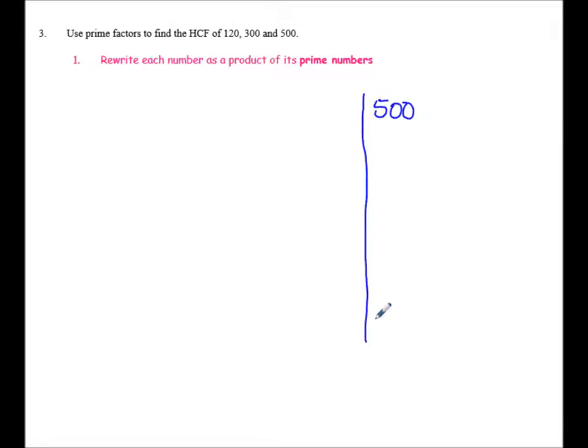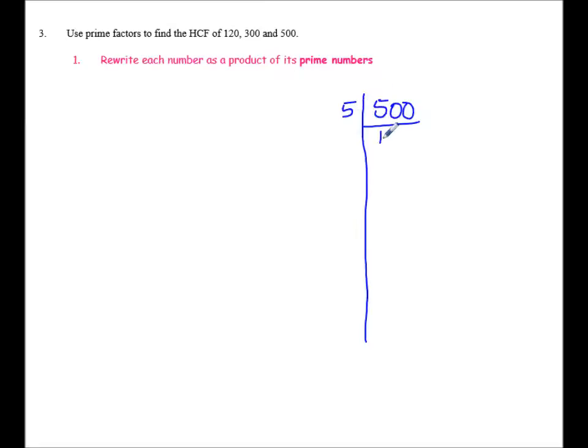Let's find the HCF of 120, 300, and 500. So what we need to do is we need to rewrite each number as a product of its prime numbers. I'm going to take 500 and I'm quickly going to revise the ladder method. So I will take 500 and I'm going to divide it by 5 because it ends in a 0.